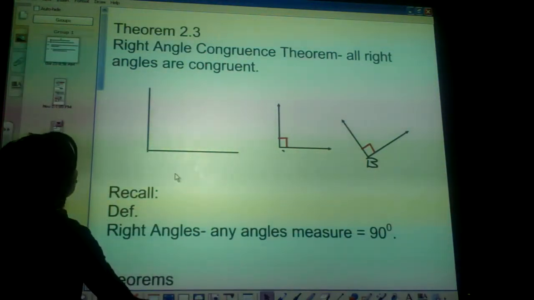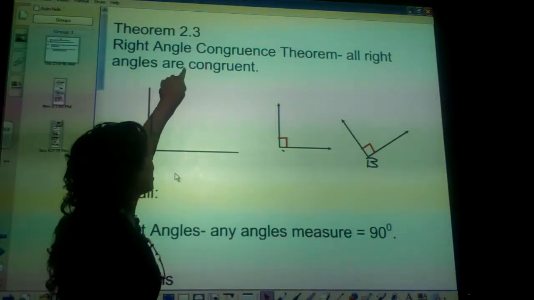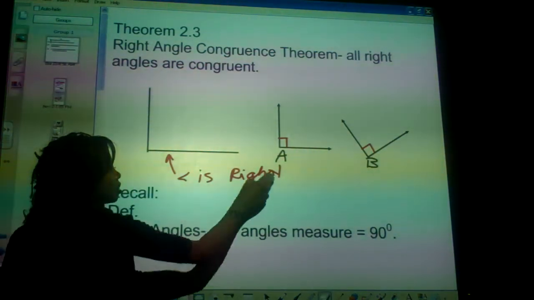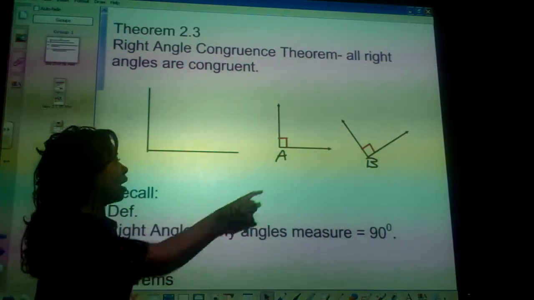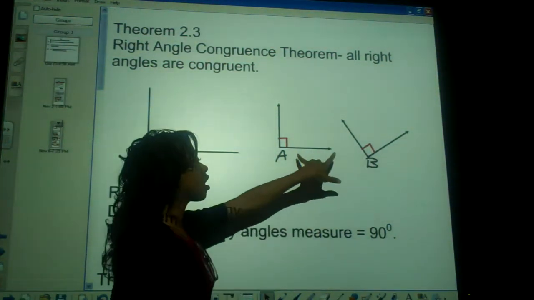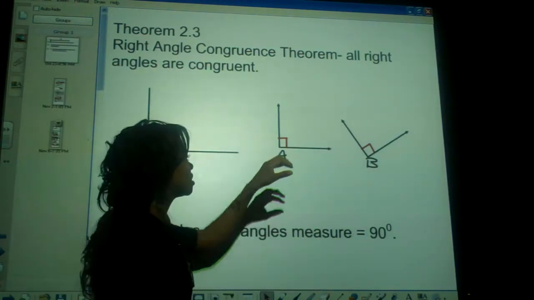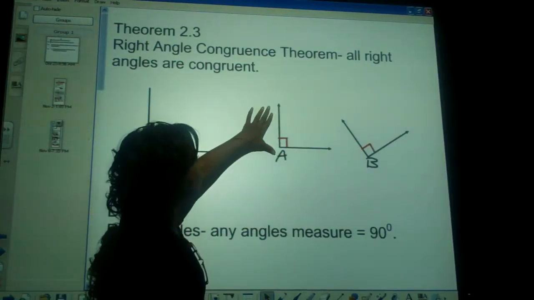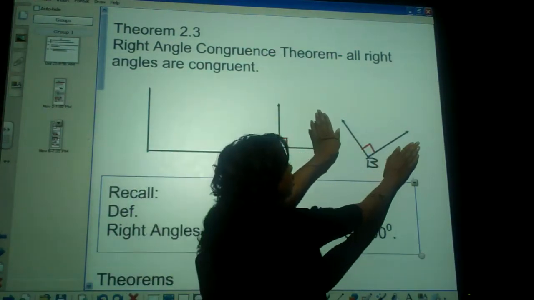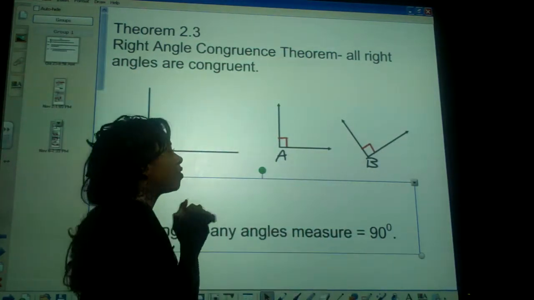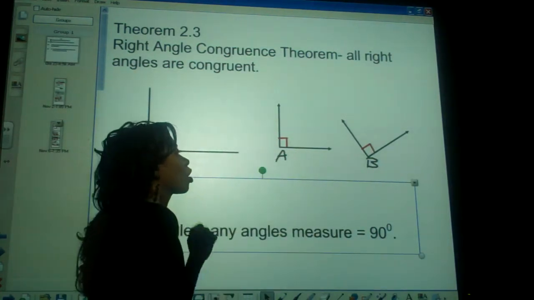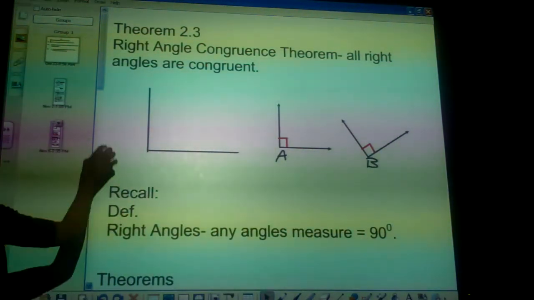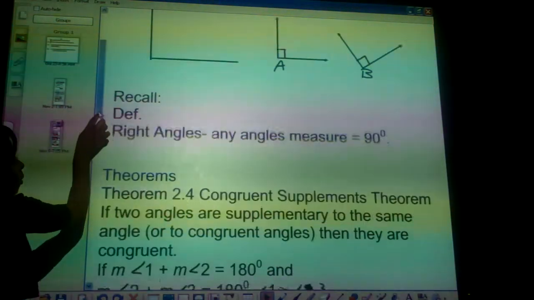Okay? But the congruence theorem says all right angles are congruent. So, angle A, back up just a little bit. Angle A is congruent to angle B. They are the same measure because both are 90 degrees. It doesn't matter if they're going in the same direction, which they're not. Angle A appears this way, and B appears to be this way. But the important thing is the angle measures are congruent because they're both right angles, and we know that because of the markers.